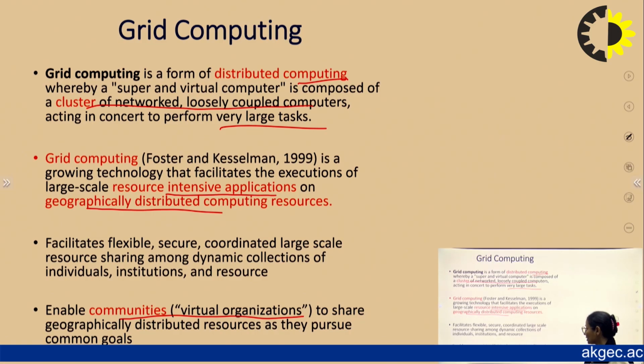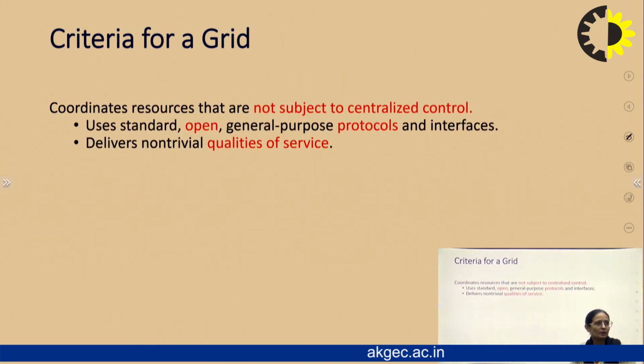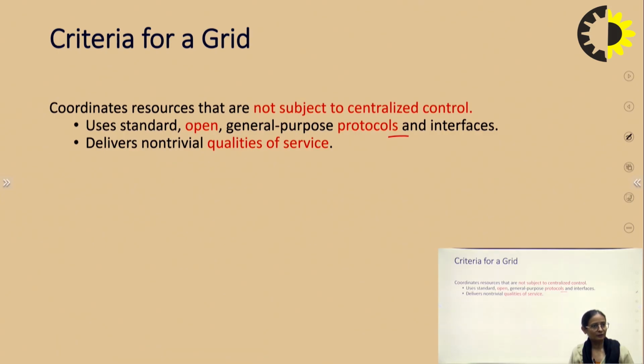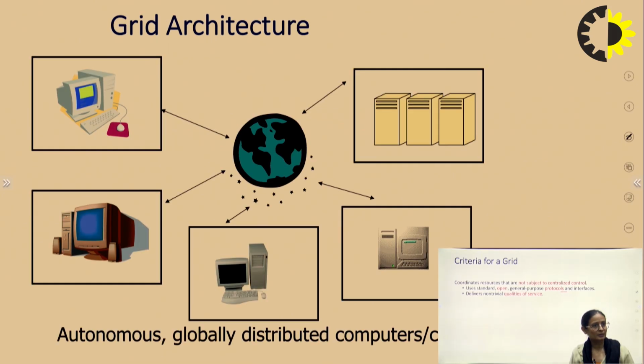And what is the basis? They form the community on a common goal. Criteria for a grid: it coordinates resources that are not subject to centralized control, it uses standard open general purpose protocols and interfaces when forming a virtual community, and it delivers non-trivial qualities of service.